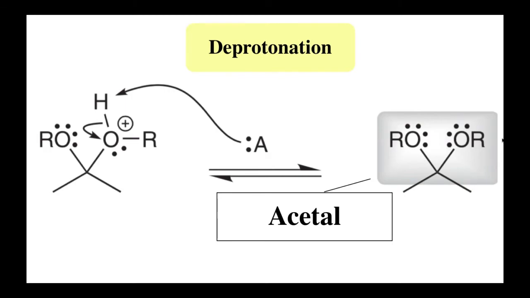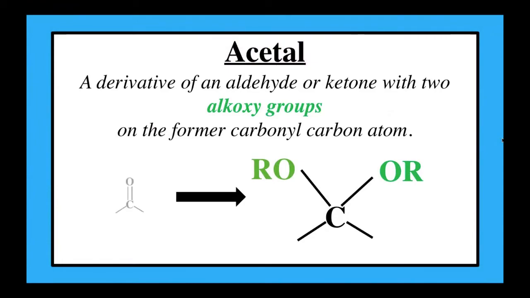So another term I threw out there, hemiacetal, was hydroxyl group, ether group. Hydroxyl group, alkoxide. Acetal is two alkoxides, two ether groups. Perfect. So an acetal is a derivative of an aldehyde or ketone with two alkoxy groups on the former carbonyl carbon atom. So now that is what our acetal is. That was a lot of steps, students, in order to get our original carbonyl group to form an acetal.